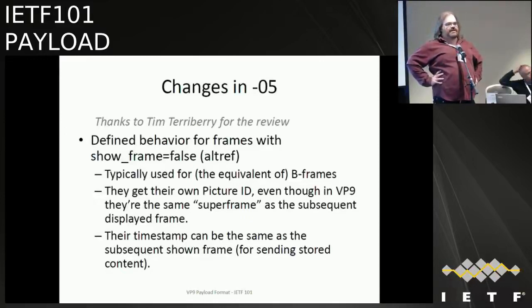So the thing we specify here is that these get their own picture ID. You can have a set of these in the same spatial scalability structure, and those get their own picture ID, even though in the VP9 container formats they're in the same super frame as the subsequent displayed frame, because there's this notion that every super frame has to result in a single image popping out. But for the RTP payload format, that's not the semantic we wanted. We wanted those to be listed separately so that you can do the scalability properly and the like.